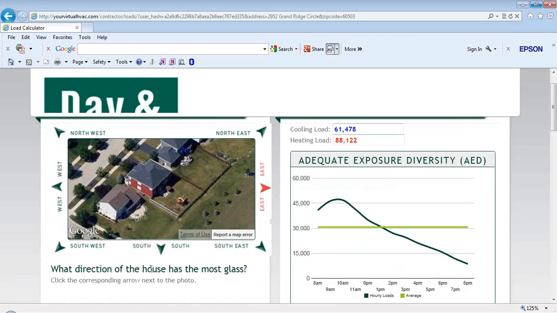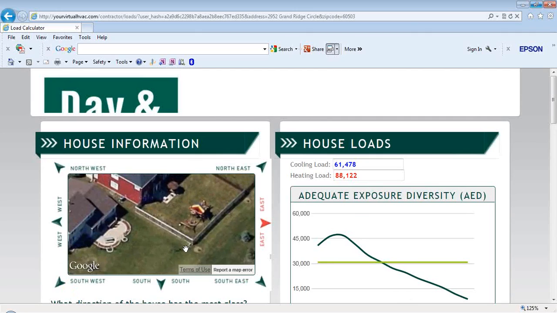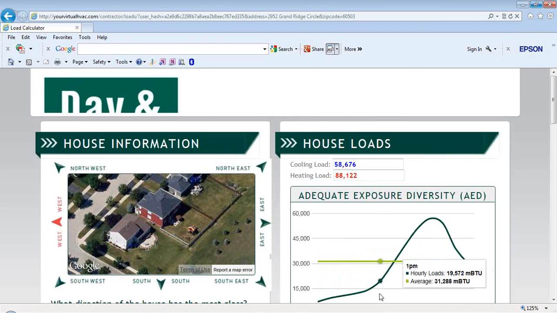The first one here is asking me which side of the house has the most glass on it. So I can pick north, south, east, west, or the corners. Which ones have the most glass? In reality, this house has the most glass on the northwest side. However, that side of the house is seldom used, so I'm actually going to click on west. And you can see over on the right there, it did change my diversity profile from what the default was, and it did change my cooling load by about 3,000 BTUs.